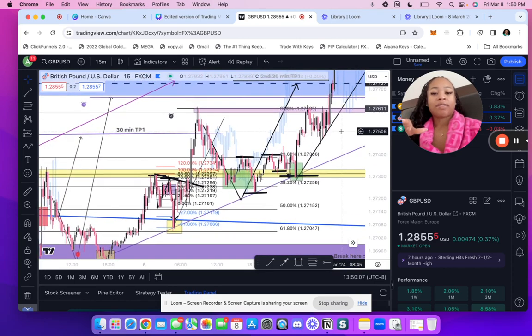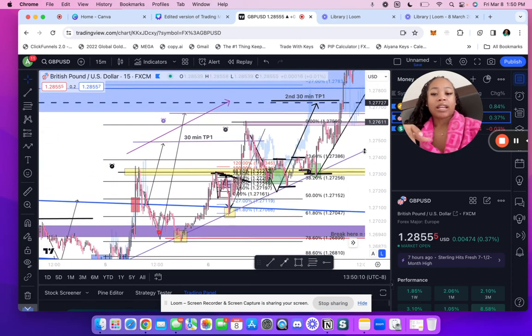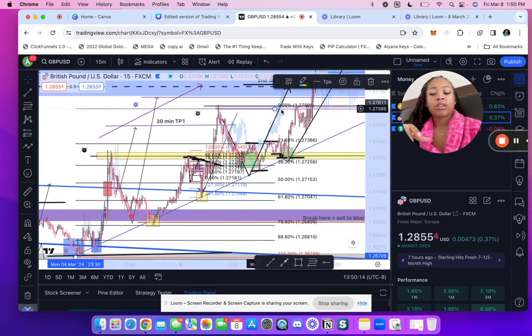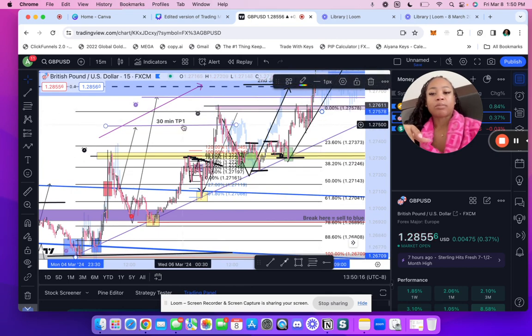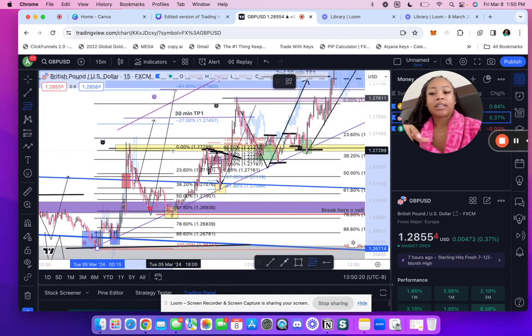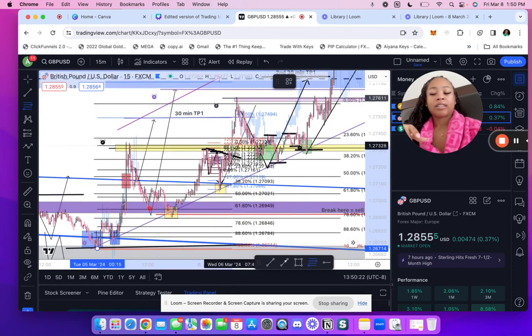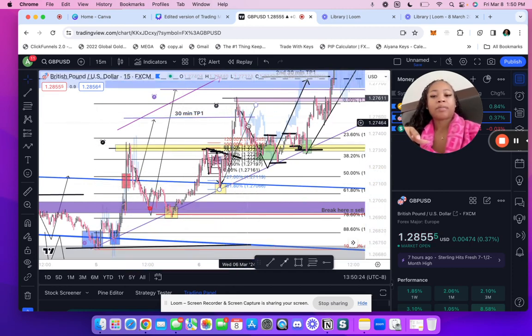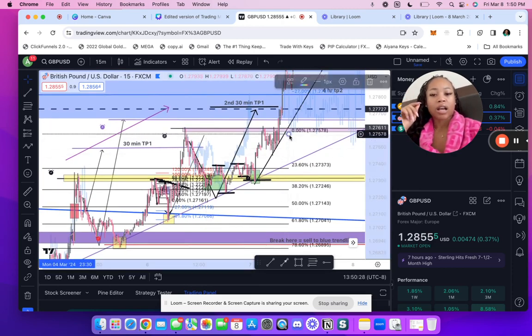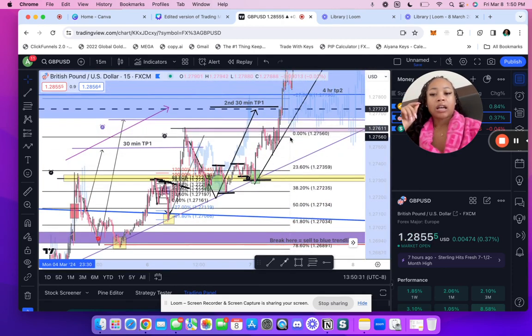And then I use my fib to tell me where to get out. So this is the fib right here. I already have it on the chart. I drew two. So you can see I have a 30-minute TP1 right here because I had a fib like this. And it hit TP1 right there. Because there's different opportunities. There's always an opportunity to make money in the market.